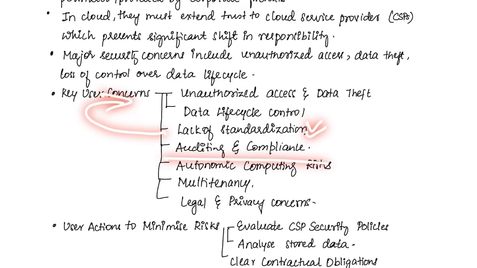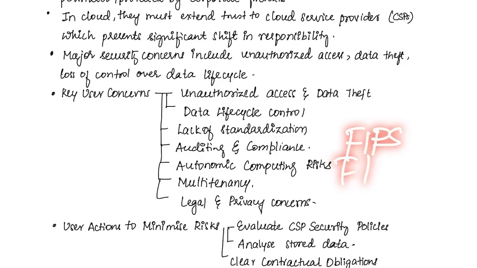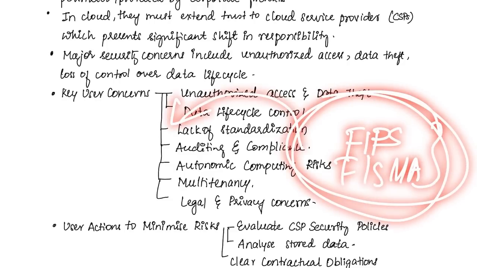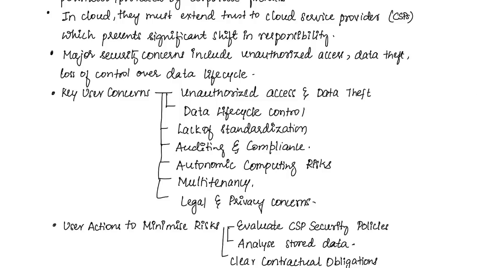Then we have auditing and compliance. So full audit trails are very challenging in a cloud environment, and compliance with the existing laws, like privacy and security regulations, is also very complicated in general. So the existing frameworks like FIPS, FISMA, all these things are not that easy to implement in our day-to-day lives. So they are not easily extended to the cloud services. So again, it is a threat.